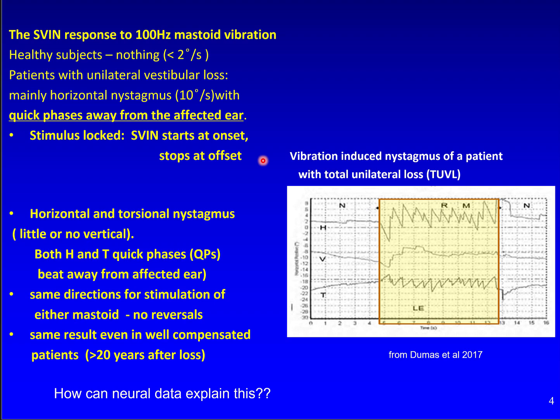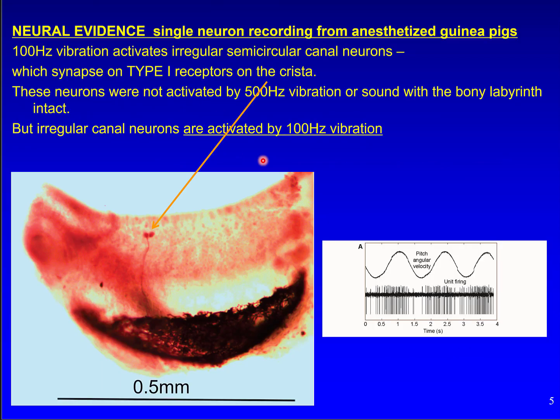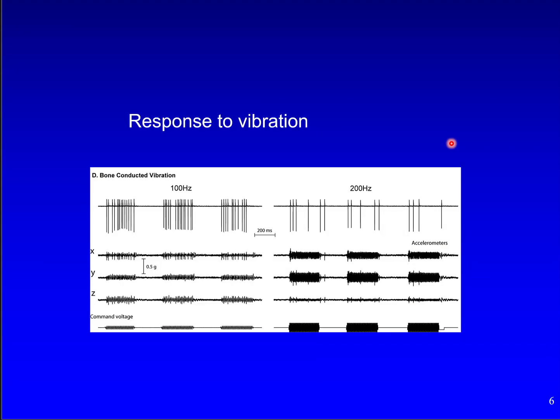Well, I recorded from single nerve cells in anaesthetised guinea pigs and stained them, so you could see they really did originate from the horizontal canal ampulla, or the canal ampulla. And I also tested them out with rotation, so you could see these really were canal neurons. Some of them were horizontal, some of them were anterior. And these were irregular neurons. They've got irregular discharge at rest, and they're activated by 100 Hertz vibration. Not all of them, but enough.